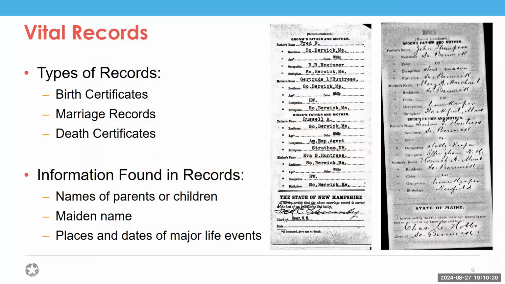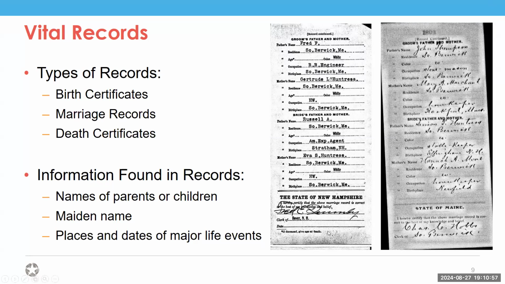So if you've done any family history research, you're going to be familiar with vital records. This meaning birth certificates, marriage records, and death certificates. Oftentimes, you're going to find the names of your ancestors, but also of their parents or children. For birth certificates and marriage records, you will often find things like your female ancestor's maiden name, the place and the date of their marriage. Sometimes they will include parents' names.